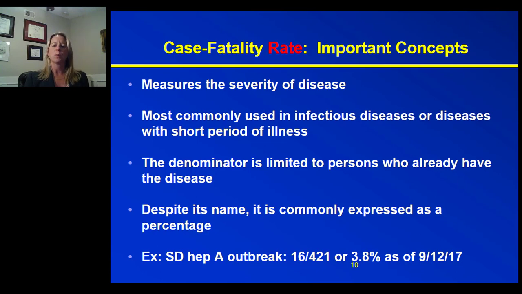And as I said, despite its name, it's commonly expressed as a percentage. So here's an example of last year's hepatitis outbreak that was occurring in San Diego. At one point in time in September, the case fatality rate was 16 out of 421, or 3.8%. Again, among 421 individuals infected with hepatitis A in San Diego, 16 had died.